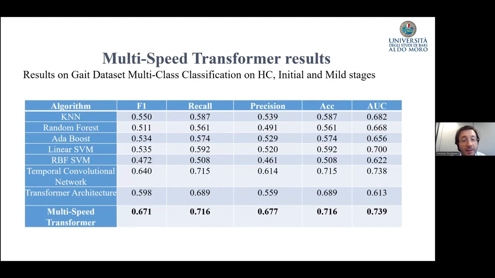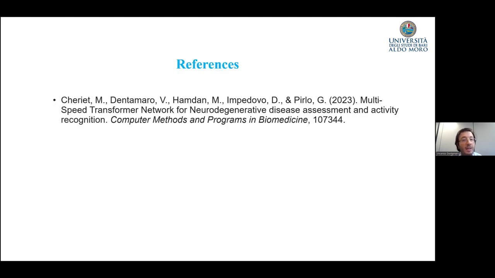These are instead the results on the multi-class classification, but only in the initial stages of the disease: healthy control subjects, and the initial stage and mild stage. We reached 71.6% accuracy and 73.9% area under the ROC, outperforming all the other architectures, of course, and the shallow learning techniques too. This is the publication, in case you want to read and deepen more.